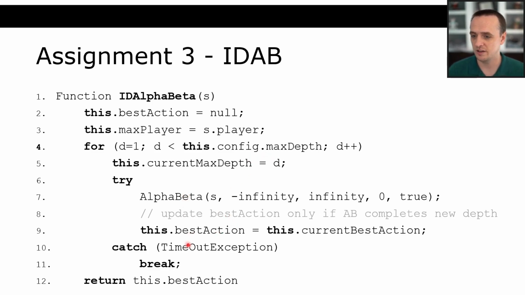If it wasn't completed, it's because I threw an exception. Let's call it a timeout exception. You can call this exception whatever you want. If we timed out, then as you know, hopefully, if you catch an exception, the try block gets removed. Like I stop executing this try block. I go straight to the catch and I skip setting the next best action. So that's how we only trust the actions from completed AlphaBeta depths. So we catch that, we break out of this loop, and we're done, and we just return the best action. So that is iterative deepening AlphaBeta.